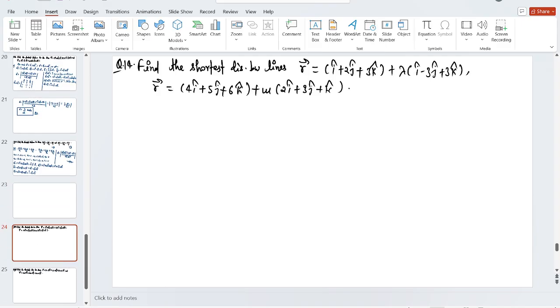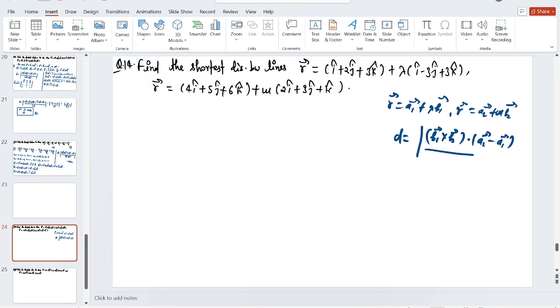So coming to the next. This is also similar. This is comparing vector r equal to vector A1 plus lambda vector B1, and vector r equal to vector A2 plus mu times vector B2. Here also note that B1 and B2 are not the same. So we use the formula here also: vector B1 cross vector B2 dot vector A2 minus vector A1, upon the modulus of vector B1 cross vector B2, because these are skew lines. How to find skew lines? Vector B1 and vector B2 are not the same.